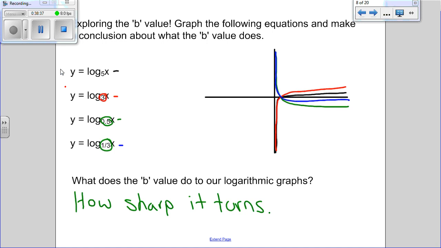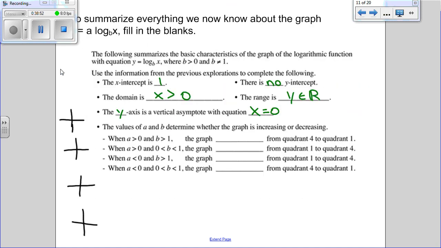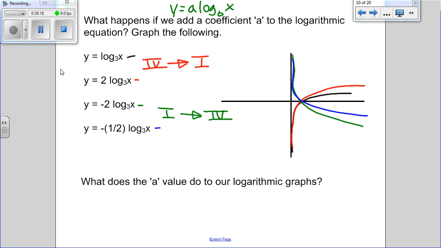So if you were doing the first ones, you would say it's increasing. As I go from 1 to 4, I'm getting bigger. If I was going the other way, as I go from 4 to 1, I'm decreasing. The next two, if a is less than 0 and b is greater than 1, then you're looking at the green and the blue line. That's an a value that's less than 0 and a b value greater than 1. So that means you would have a graph that is decreasing.